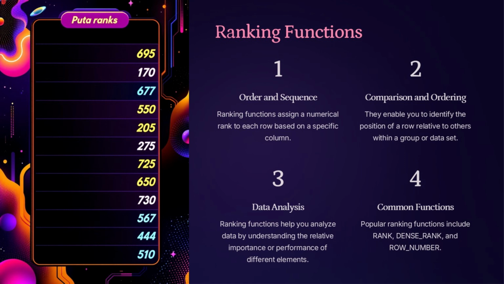They allow you to compare and order rows within a dataset, identifying the relative position of each element. Ranking functions are essential for data analysis, helping you understand the importance or performance of different items. Some common ranking functions include rank, dense_rank, and row_number, each with their own unique characteristics. These functions can provide valuable insights and support decision-making by highlighting the most significant or top-performing elements in your data.